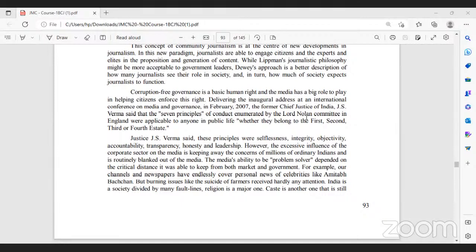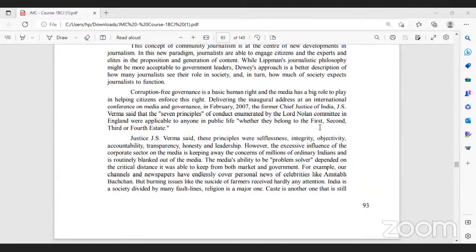this right. While delivering an inaugural address at an international conference on media and governance in 2007, Justice J.S. Verma, Chief Justice of India, said that there are seven principles enumerated by the Lord Nolan Committee in England, which are applicable to everyone in public life, whether they belong to the first, second, third, or fourth pillar.